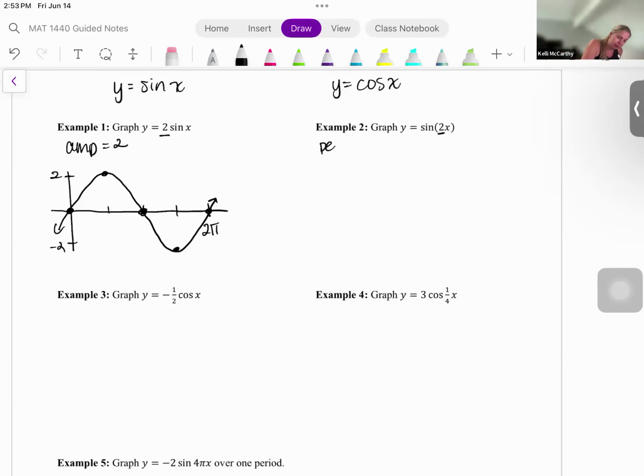So to find the period of this function, it's going to be 2 pi divided by that value of b, or 2. So now our period is pi. We've got no other changes.